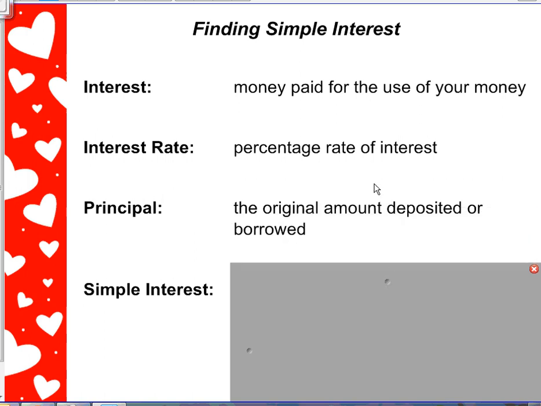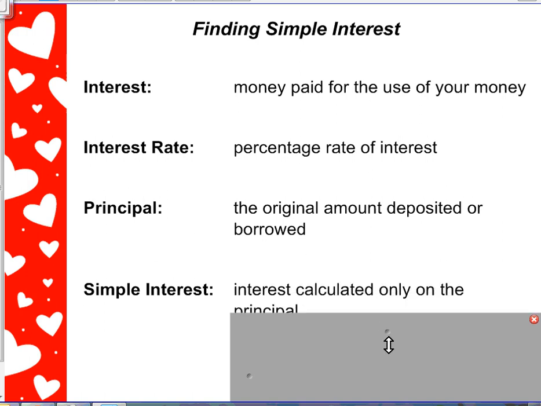Principal. Principal is the original amount deposited or borrowed. So let's say in the instance of buying a car, let's say that you bought a $20,000 car and you only put $5,000 down. The original amount deposited or borrowed would be that $15,000 because it's the amount borrowed, okay? Simple interest. Simple interest is the interest calculated only on the principal amount. Okay? Only on the principal amount.